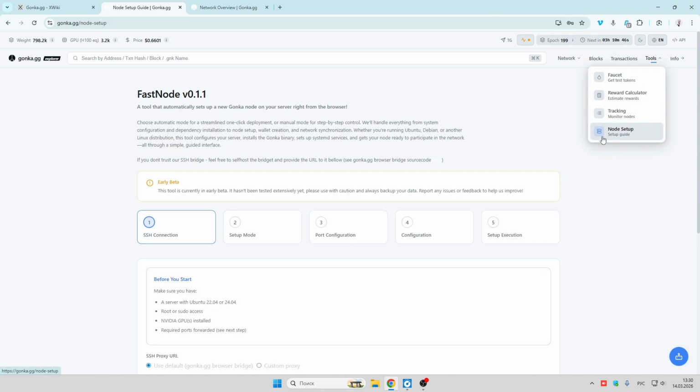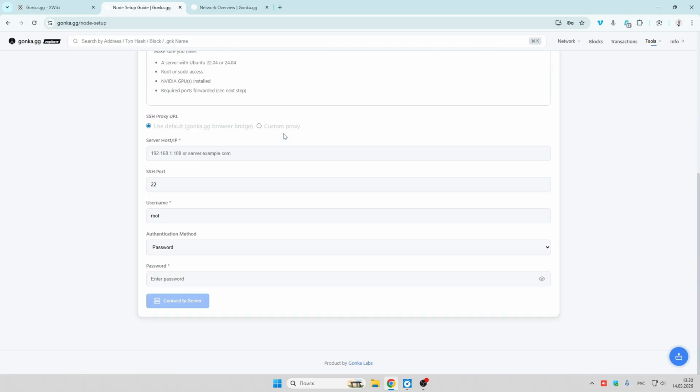This is an interesting thing, I don't know. Has anyone tested this or not? Ideally, this tool should allow you to launch nodes without having to set everything up manually for a long time. Well, it's worth trying.